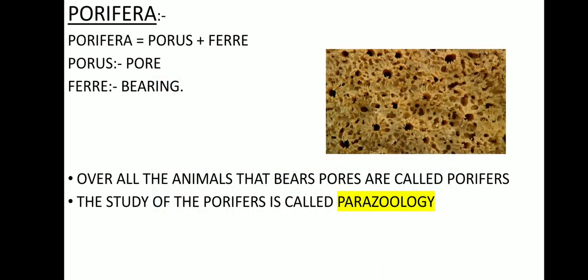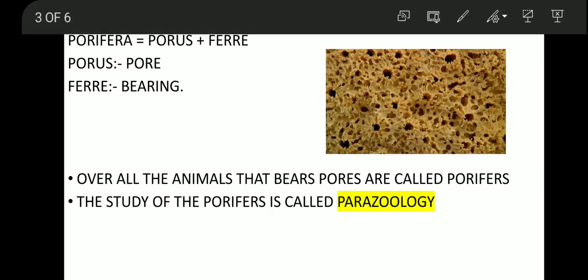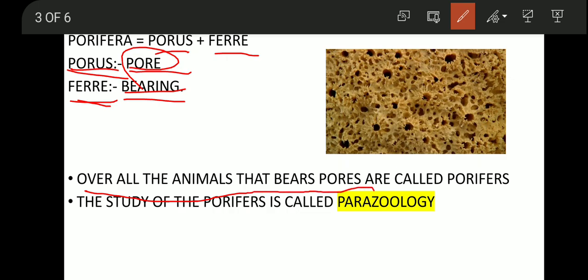So what actually is Porifera? Porifera is derived from two words: porous and ferre. Porous means pore, and ferre means bearing. Overall, it is the animal that bears pores throughout the body.